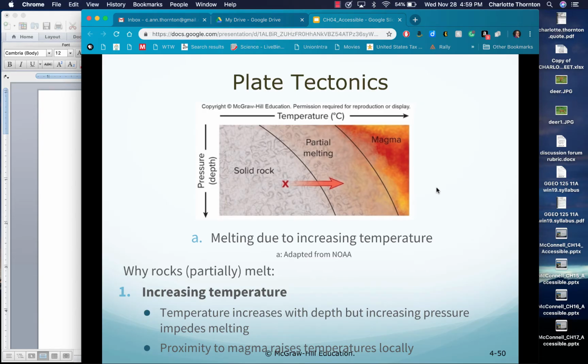The melting of rocks is critical to the process of plate tectonics. And the next four slides show why rocks melt. Now, they only melt partially.